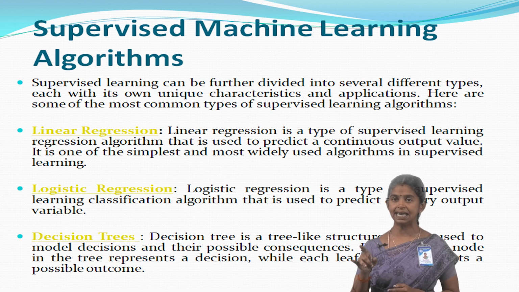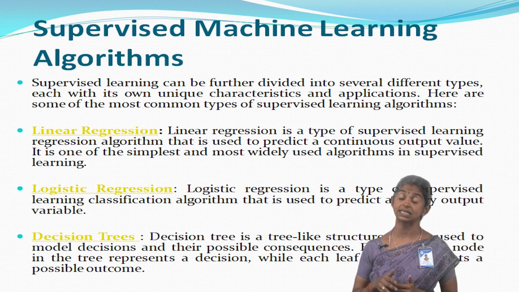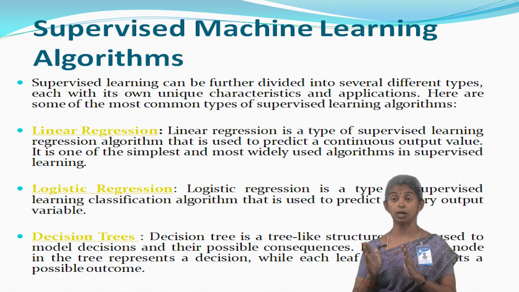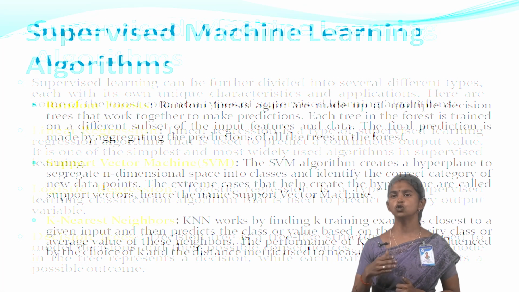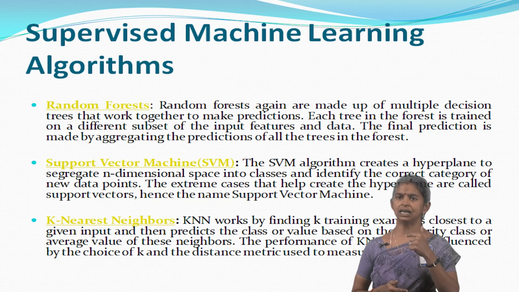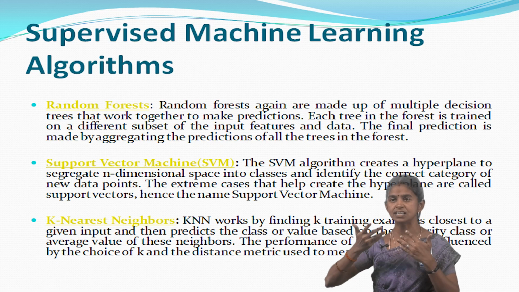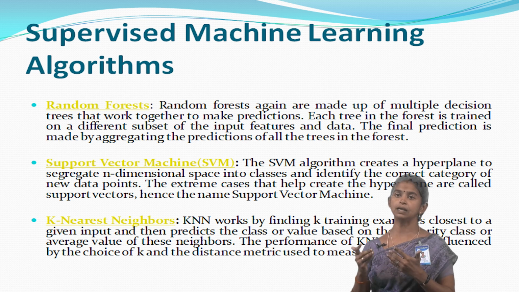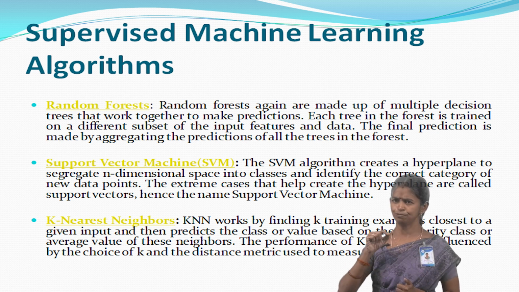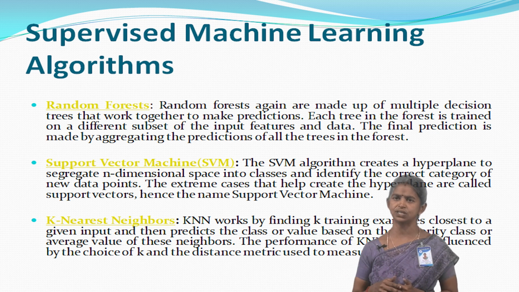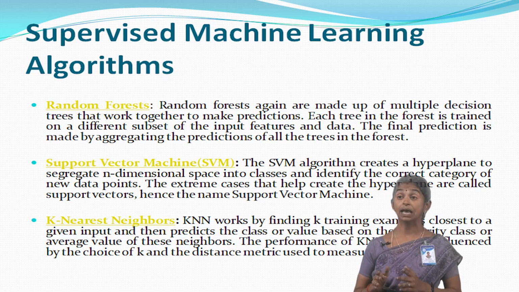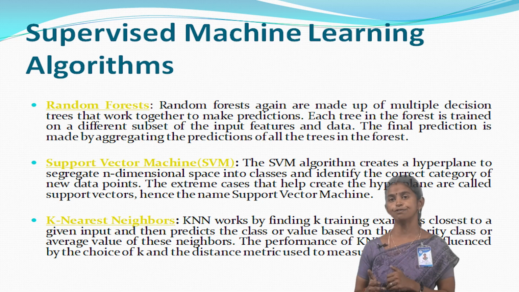It is a tree-like structure that is used to model decisions and their possible consequences. Each internal node in the tree represents a decision, while each leaf node represents a possible outcome. Supervised machine learning algorithm, that is random forest. Again, it is made up of multiple decision trees that work together to make a prediction. Each tree in a forest is trained on a different subset of the input features and the data. The final prediction is made by aggregating the predictions of all the trees in the forest.